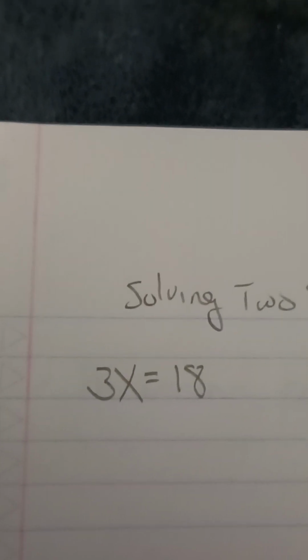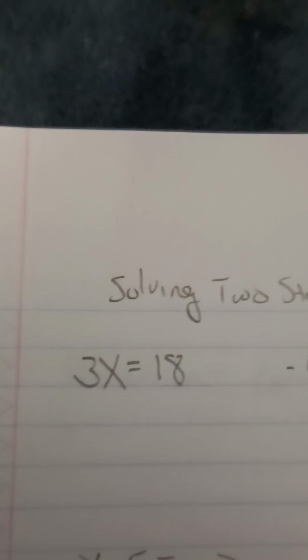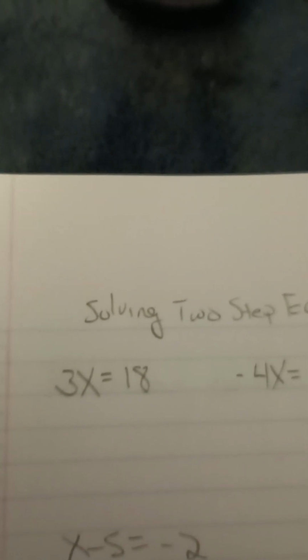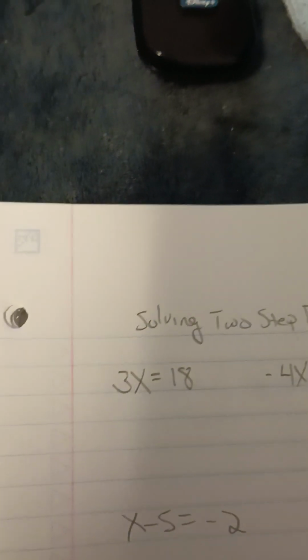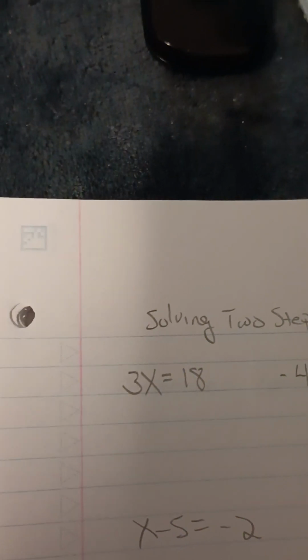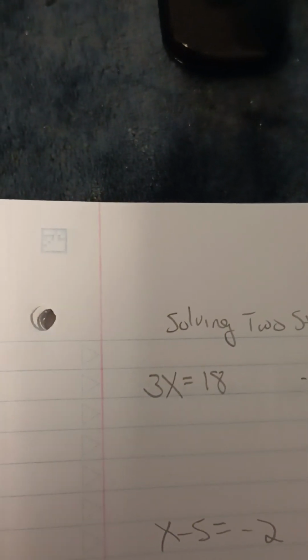As an example, let's look at one sample problem, 3x equals 18. The number 3 there is a coefficient in front of the variable. What that's saying is actually 3 times x. That's 3 x's, so x plus x plus x. So 3 x's equals 18. What we need to do is use the opposite operation in order to isolate the x, to get the x by itself.